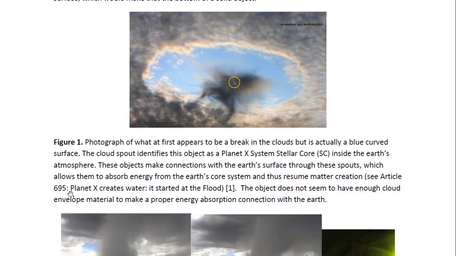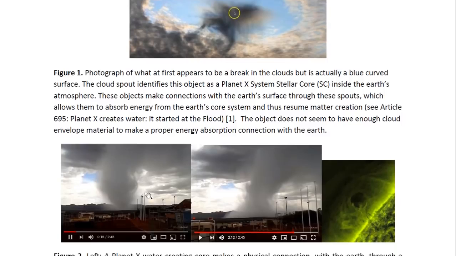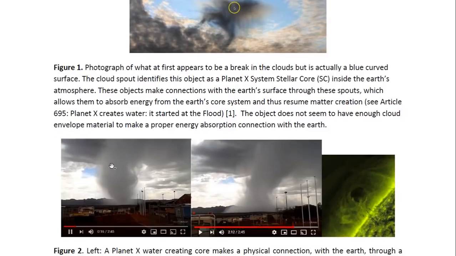You may look at Article 695 for more details on that. And these are the water creating stellar cores that make these connections. You can see one here making just that type of connection for each cloud spout. And after this is made, you start to hear thunder, and you look up, there seems to be lightning inside the top cloud envelope. And then rain often starts falling because these are water creating stellar cores.